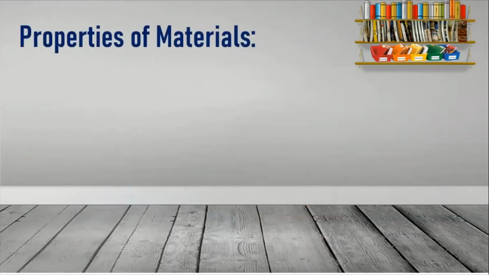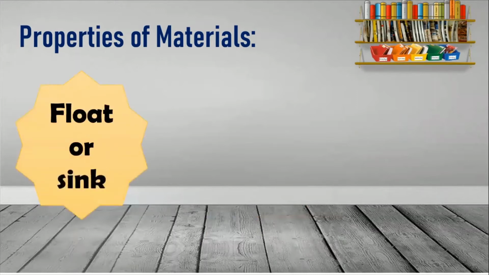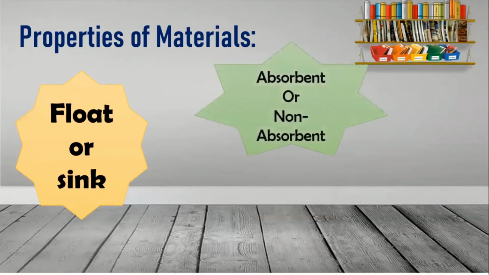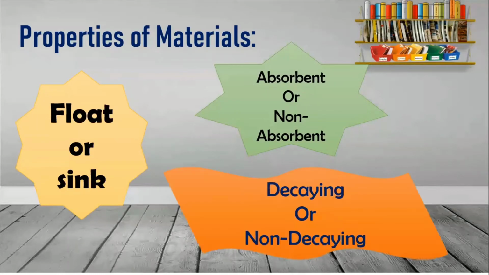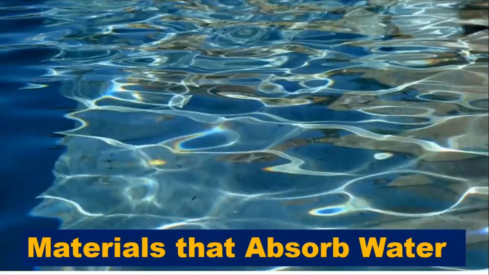Let's talk about the properties of materials. Materials have different abilities. They have the ability to float or sink, absorbent or non-absorbent, which means materials that absorb water or not. There are also materials that undergo decaying or non-decaying. Let's start from materials that absorb water.